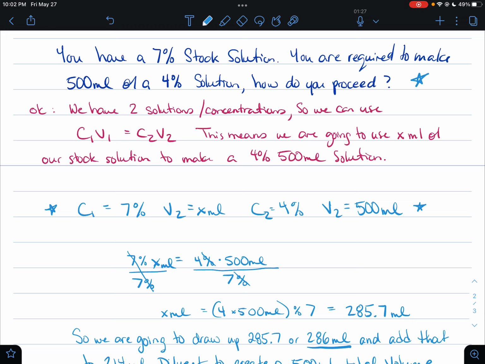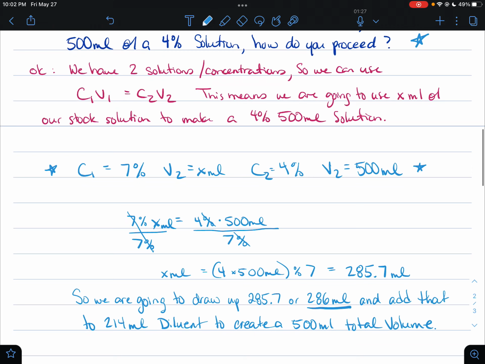So V2 is X mils. And the concentration of the second solution, we said we wanted to make 4%, and we wanted it to be in a 500 mil volume. So if we go ahead and set that up this way first, so 7%, let's just get rid of this for you. So we said that 7% X mils equals 4% and 500 mils.